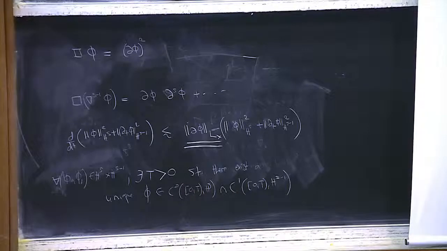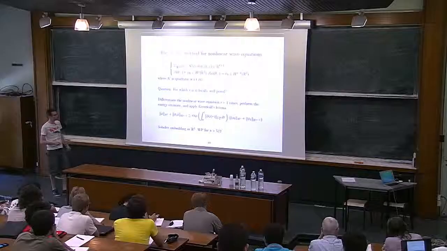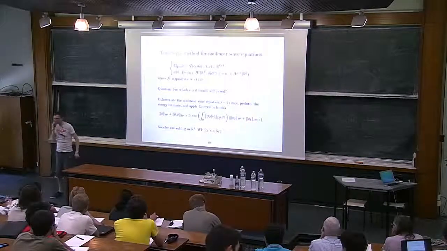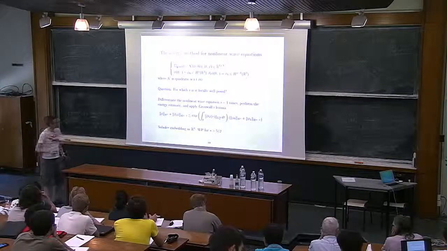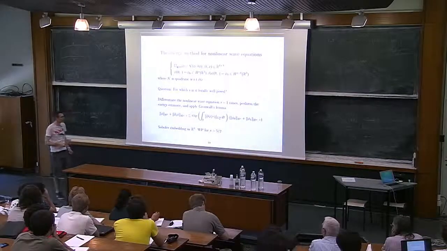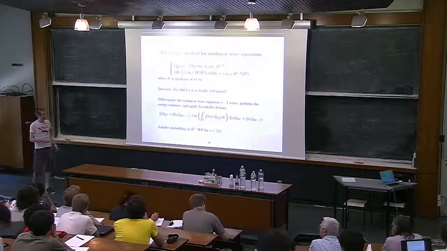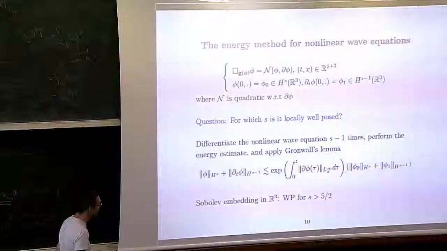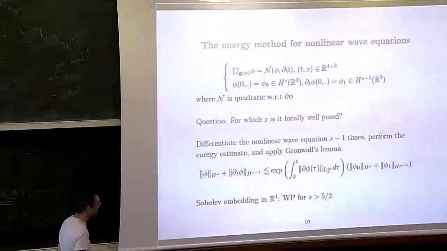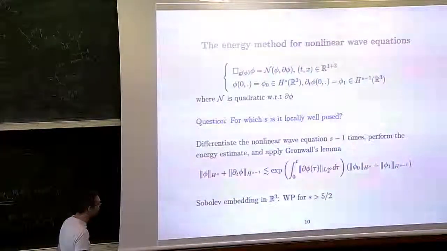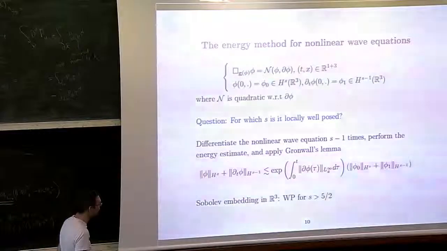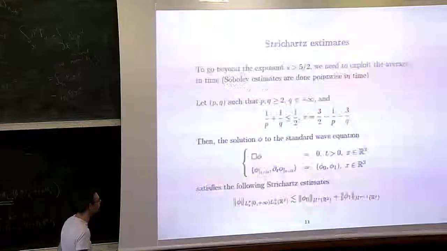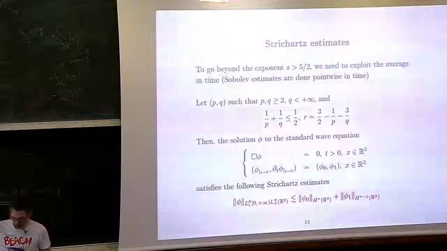I remind you that we have seen, using the energy method combined with Sobolev embeddings, that you obtain well-posedness for s strictly larger than 5/2. Since the emphasis here is on low regularity, we'd like to know whether you can improve on the so-called classical method and go below 5/2. The crux of the matter is the estimate of this integral here. If you are to improve on this method, you need to use something that we didn't use, which is the integral in time. We used Sobolev embedding, so it's a pointwise in time estimate, and now you'd like to use the integral in time.